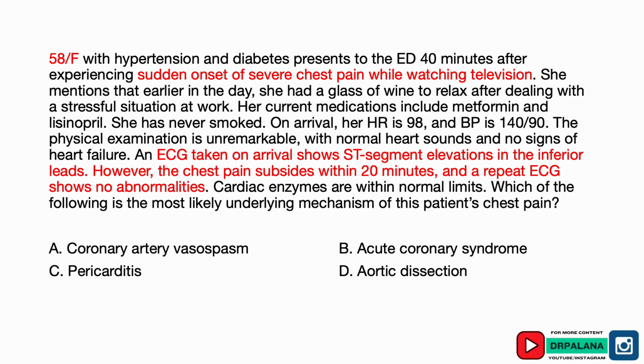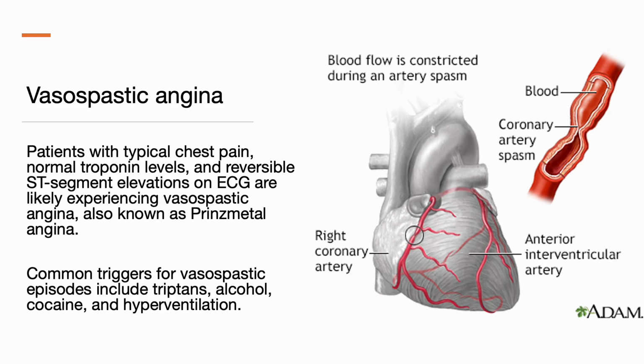A. Coronary artery vasospasm. B. Acute coronary syndrome. C. Pericarditis. Or D. Aortic dissection. The correct answer is A. Coronary artery vasospasm. Patients with typical chest pain, normal troponin levels, and reversible ST segment elevations on ECG are likely experiencing vasospastic angina, also known as Prinzmetal angina. Common triggers for vasospastic episodes include triptans, alcohol, cocaine, and hyperventilation.